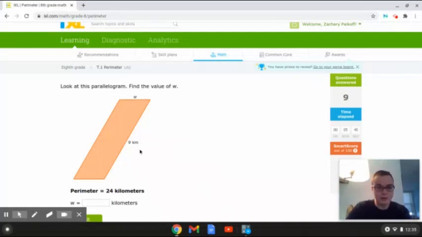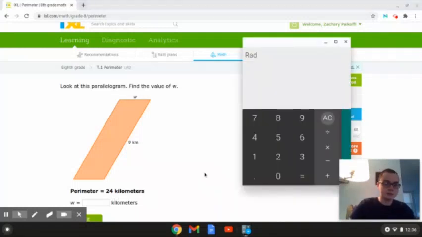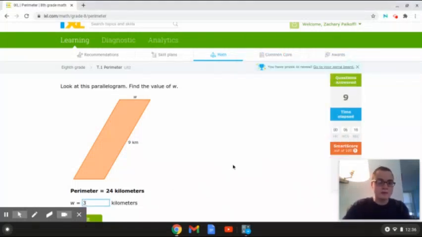So as I can see here, as I said, this parallelogram has a slant height of 9 kilometers. This side is also 9 kilometers. So when we add the two together, 9 plus 9, that gives me 18. And 18 is 6 away from 24. So that means that the remaining two sides have to make up 6. So we're going to take 6, divide it by 2, because there's 2 sides, and that gives me 3. So W is equal to 3 kilometers for this parallelogram. And that is how to solve this problem. So let's move on to the next one.